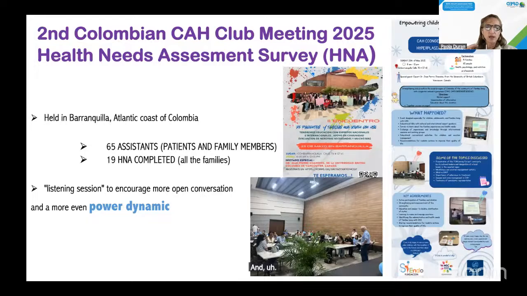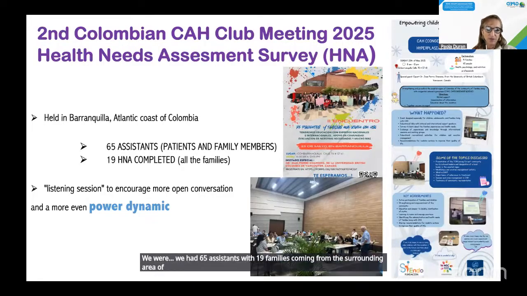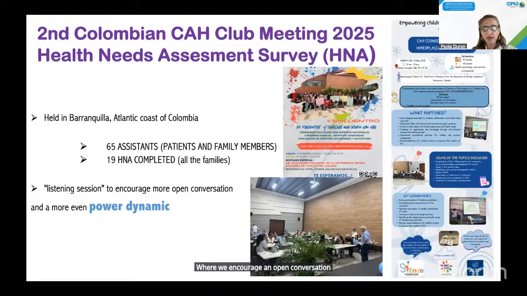And we again did the club meeting and the health need assessment. We had 65 attendees, with 19 families coming from Barranquilla and its surrounding area. And what was very powerful in this club meeting is that we had a listening session where we encouraged an open conversation, and we could listen and also answer questions from the families. That was also possible because it was a little smaller meeting.